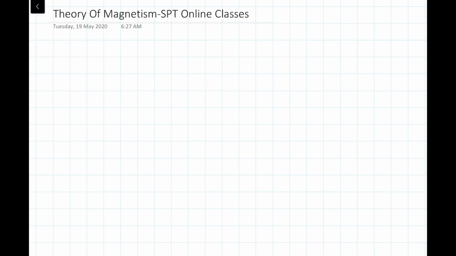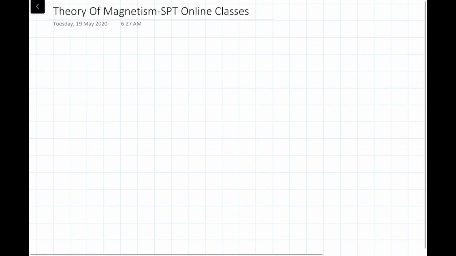So we know different magnetic materials. One is ferromagnetism, one is diamagnetism and paramagnetism. Ferro, para and diamagnetism. So here we are going to discuss how it actually works.